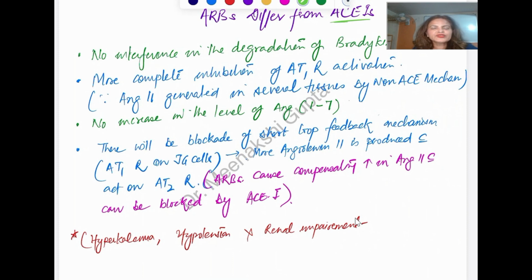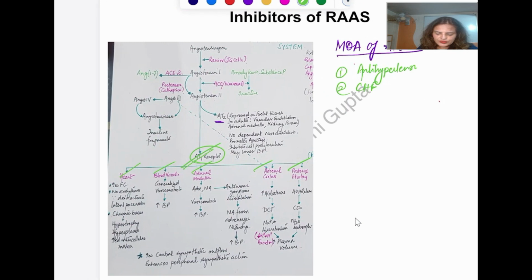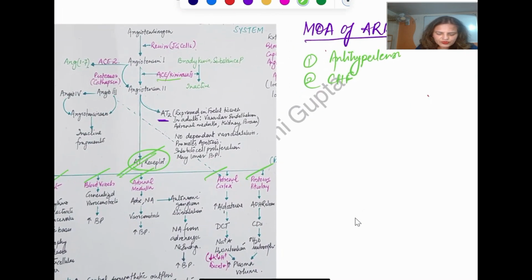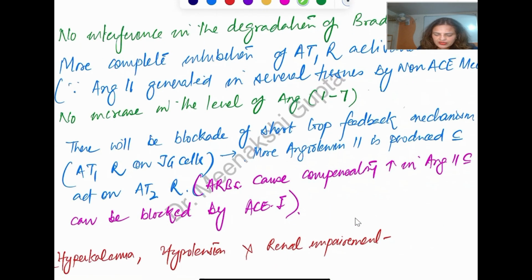Number one is ARB versus ACE inhibitor. ACE, angiotensin converting enzyme, is the enzyme which is required for the degradation of bradykinin. If the drug is acting here, then what will happen? This will be degraded because we are not blocking here. So the side effects of the angiotensin receptor blocker, the cough and all that, won't be seen. So this is the number one difference.